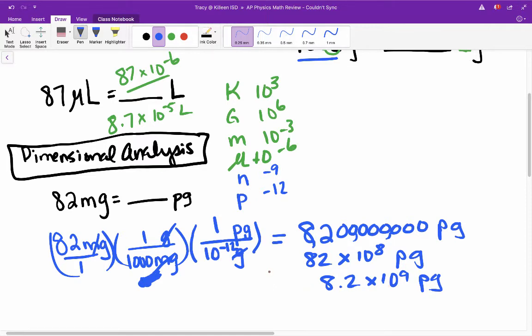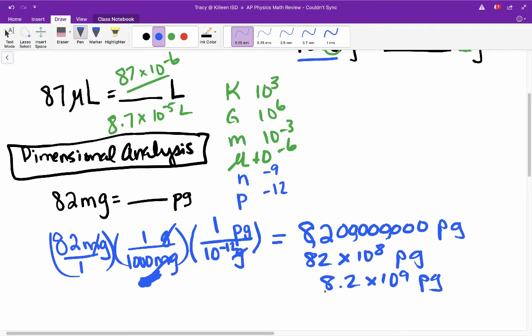So let's think if that's right. A picogram is times 10 to the negative 12th. It's teensy weensy. Milligrams, even though they're small, are pretty big compared to pico, because they're only a 1,000th of a gram. And so if I have 82 milligrams, that's going to be a whole lot of picograms. That makes sense because this is a big number. You also see that you went from 3 to 12, and so you had to move 9 to do that.